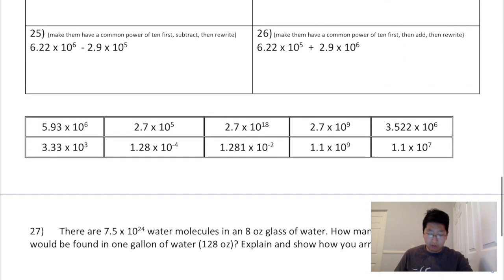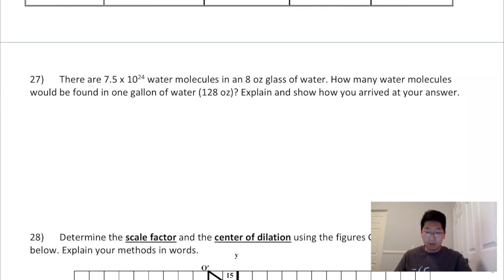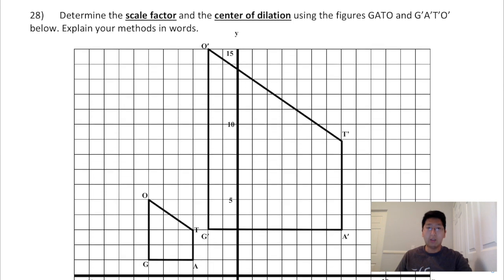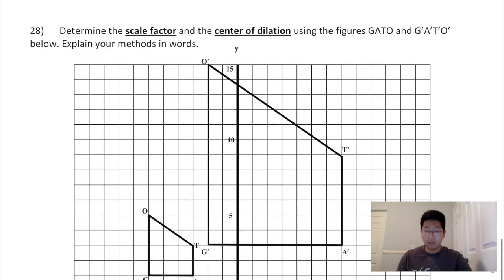All right, and I want you to give the rest of this a shot. Number 27 is a thinking problem. I want you to read it, okay? And do your best to solve that one. If you can't, just give it a shot. And 28, find the scale factor and center of dilation. Okay? All right. That's all I have for you today. Good luck.